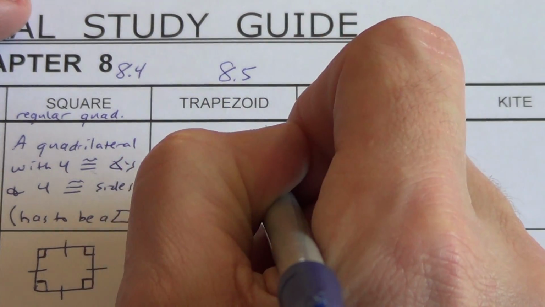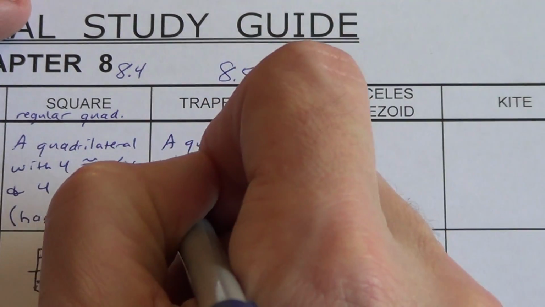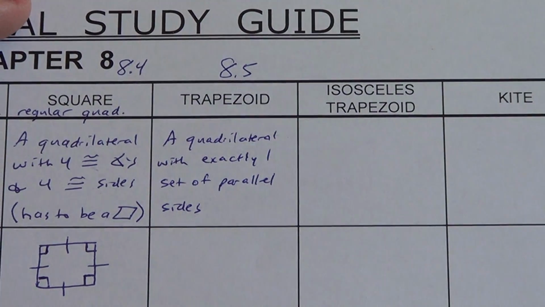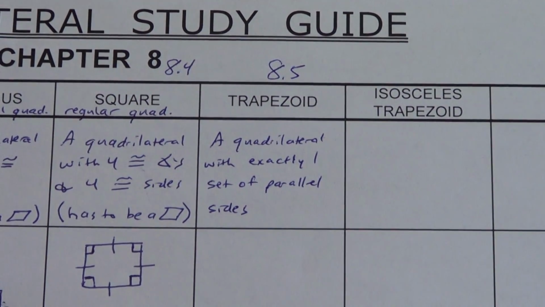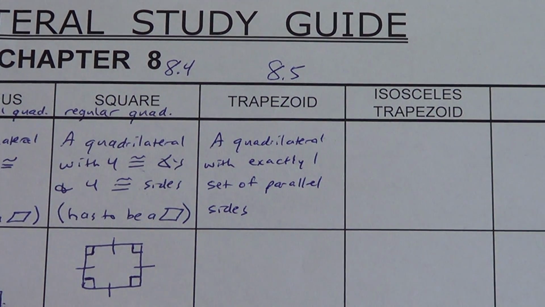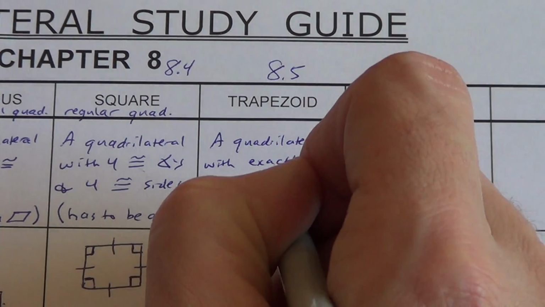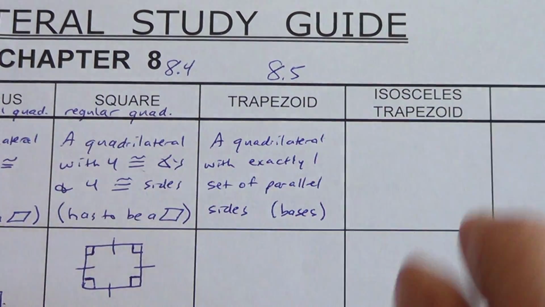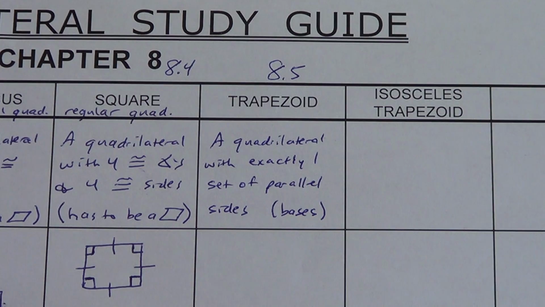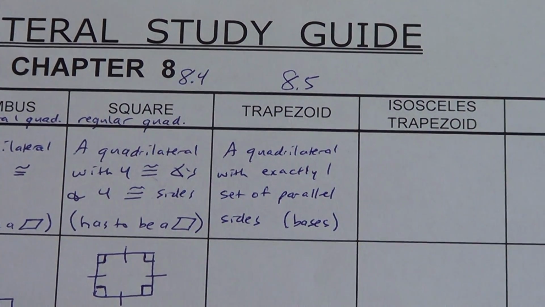And obviously if they're parallel, they're going to be across from each other. They cannot intersect each other. Okay, exactly one set of parallel sides. Okay, and we call those sides the bases. Okay, so there's two different bases. They're actually going to be different lengths. We'll talk about why in a little bit here.